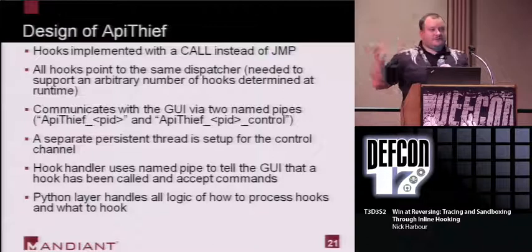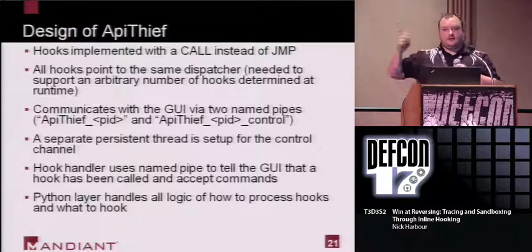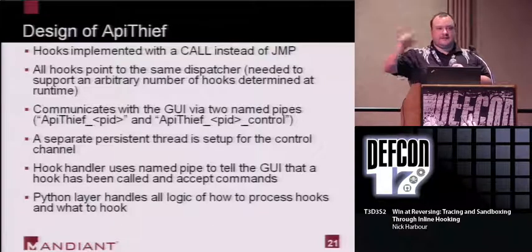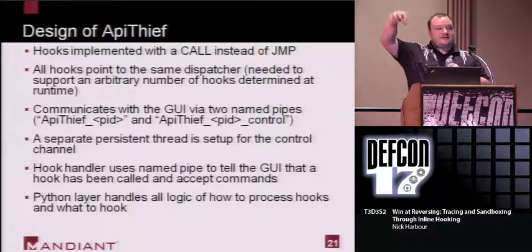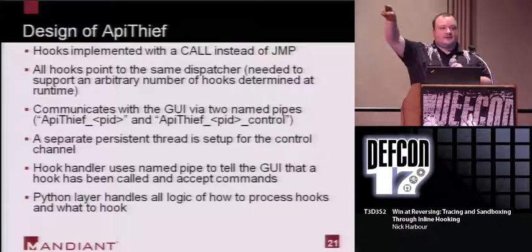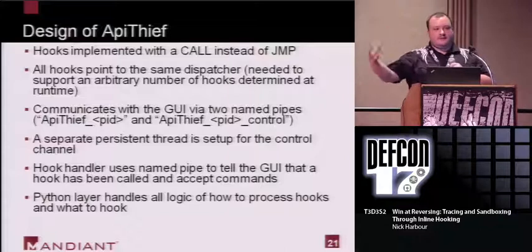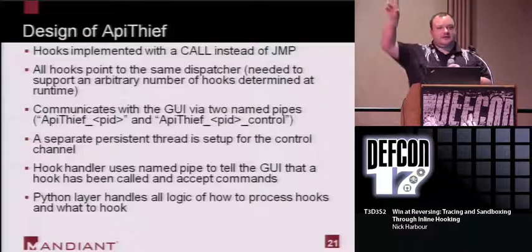And if you know the difference between a call and a jump, a call pushes a return address on the stack. So if we put the call instruction at the first few bytes of, let's say, CreateFile, that return address that it pushes on the stack when it calls our dispatcher is going to be different than the return address coming from, let's say, WriteFile. They're going to be two completely different values.